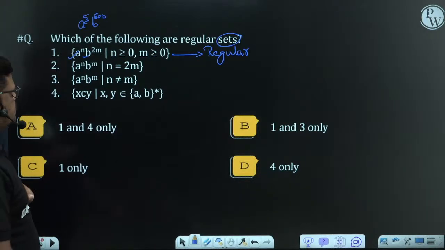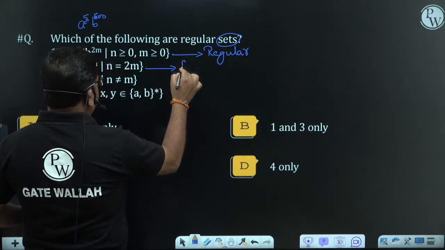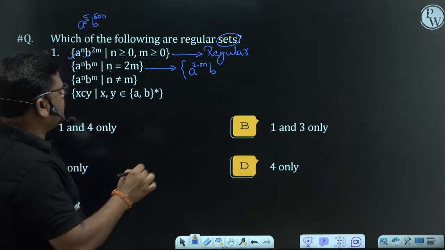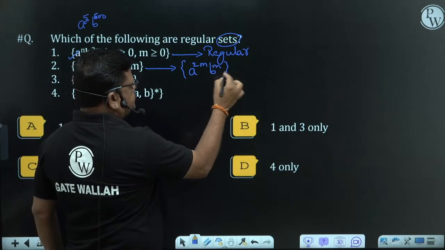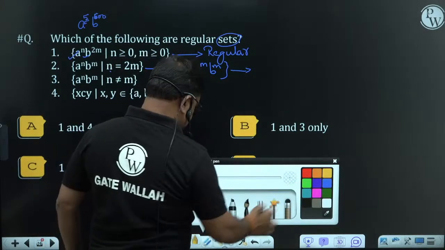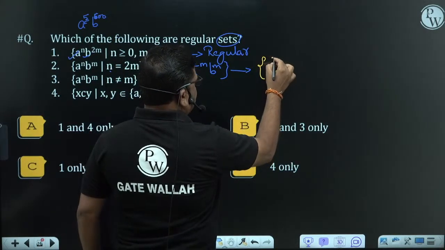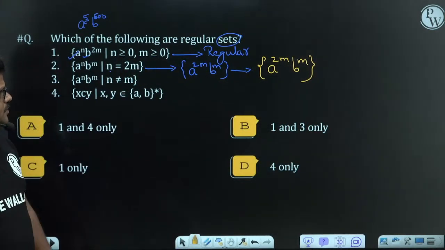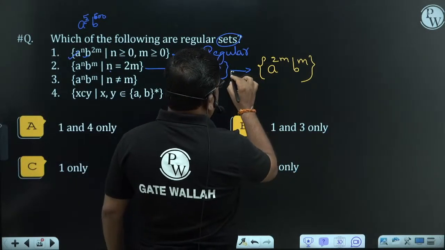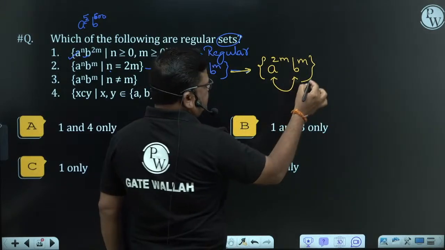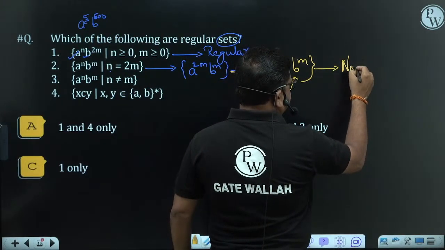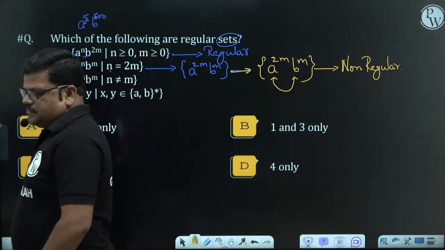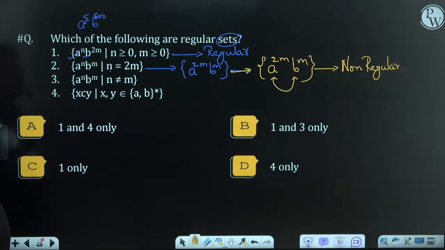What about the second one? We can rewrite the second language this way. In the place of n, if I write 2m, a power 2m, b power m. Any comparison in this? Yes. A's are 2 times of b's. Comparison is going on. If comparison is going on, clearly non-regular. Non-regular. What about the third one?